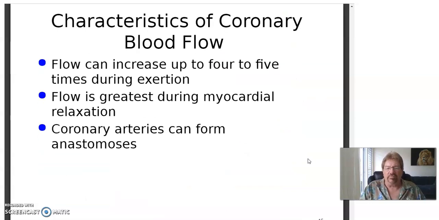Characteristics of coronary blood flow. Flow can increase up to 4 or 5 times during exertion, when you're running or something. Flow is greatest during myocardial relaxation. Coronary arteries can form anastomoses, where they grow into each other. Sometimes, guys, neovascularization occurs when these vessels are partially clogged. Because this is big time important. If that heart muscle doesn't get enough oxygen, it's going to quit beating and you're going to cease to exist on this plane.